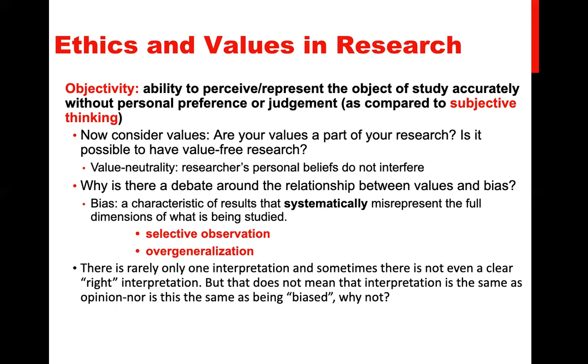And it's worth noting that, like a lot of concepts, there are a lot of definitions of bias. But when we're talking about bias as a quality that is or is not present in research, there's a specific definition: a characteristic of results that systematically misrepresent the full dimensions of what's being studied. The keyword there is systematically. It's not accidental. It's not that you overemphasize one part over the other. No. You systematically misrepresent, right?